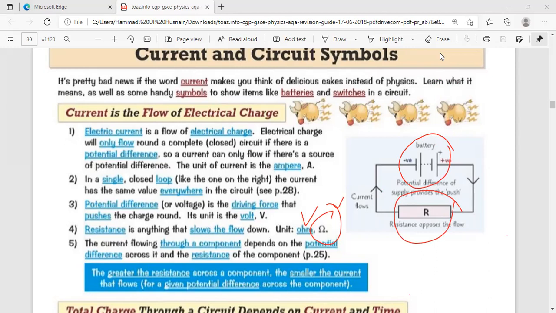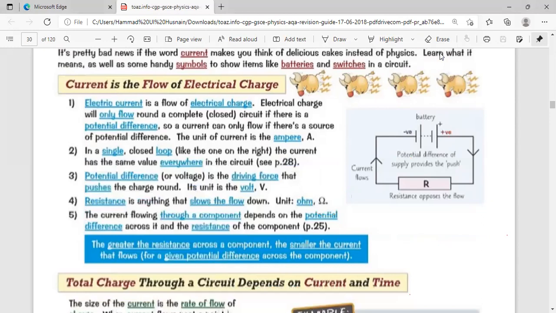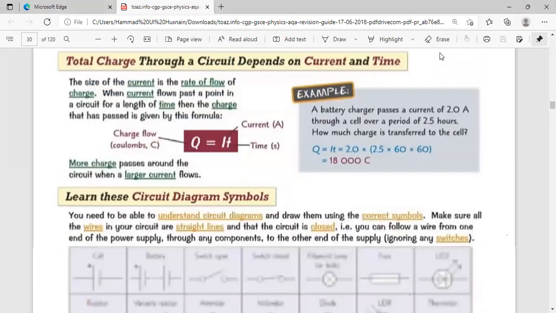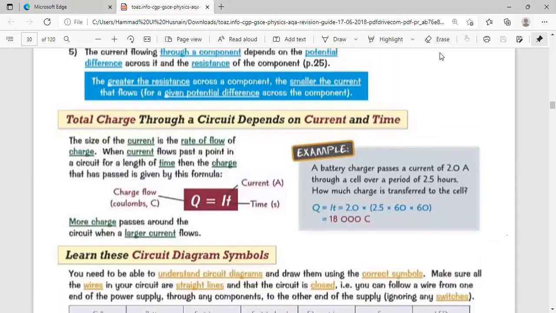But as far as the resistors are concerned, they have an opposite relation with the electric current. If you have a large resistance in the circuit, the current flowing through the circuit will be small, and if you have a small resistor, the current flowing through that circuit will be large. Are you getting my point? We will discuss this in detail with an equation, but it will be after some time.